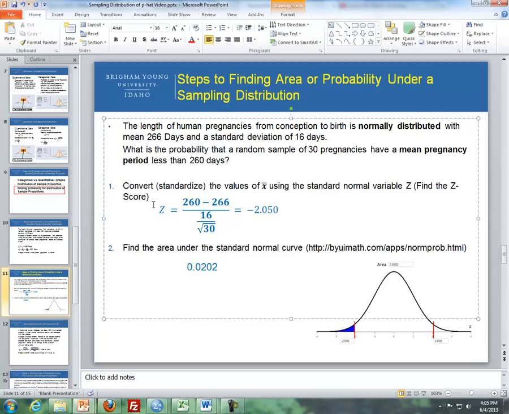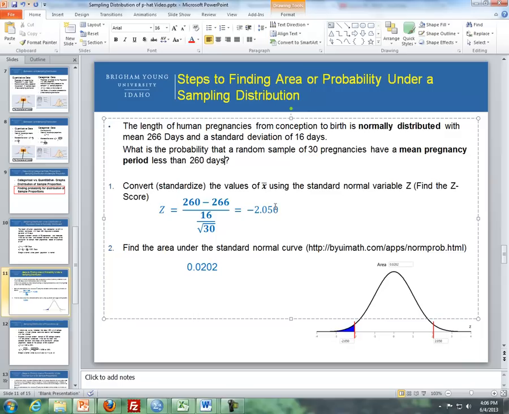Okay. So first of all, we convert the value of x bar using a standard normal variable z, and find the z-score. So we take the 260, that's x bar, minus our population mean, which is 266, divided by our population standard deviation, which is 16, over the square root of our sample size, which is 30. We solve for this and we get a z-score of negative 2.050.